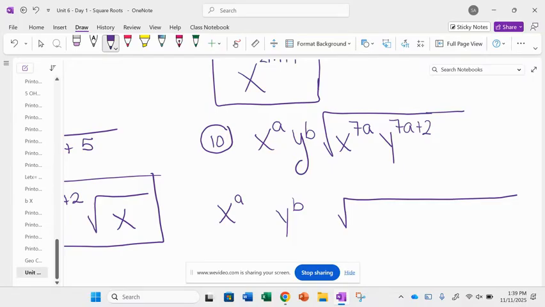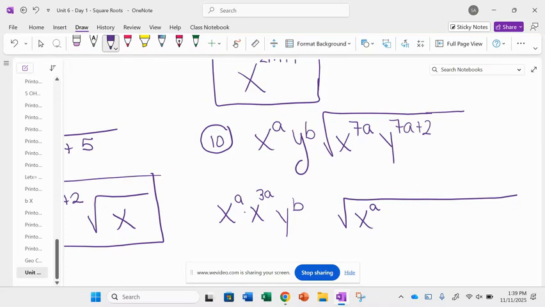Okay, so I'm going to start off with the x's. 7a divided by 2. Doesn't 2 go into 7 3 times? 2 goes into 7 3 times, so I'm going to get x to the 3a on the outside. Are there any x's left over on the inside? Yeah, because 2 goes into 7 3 times with a remainder of 1. So there's an x to the a left on the inside.